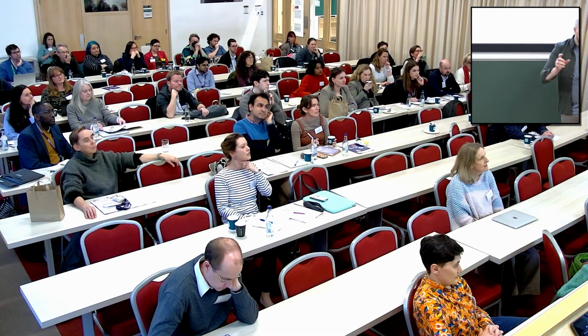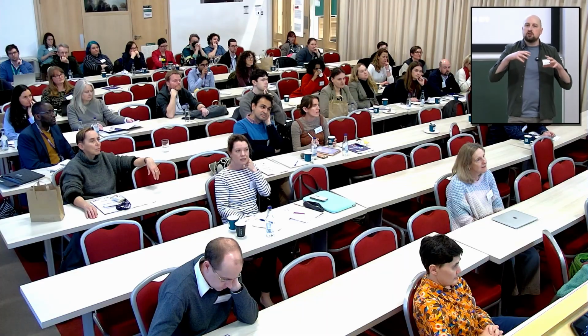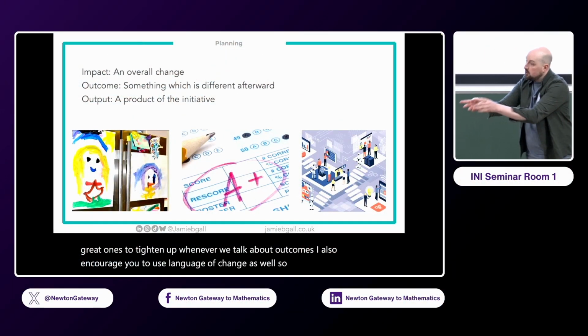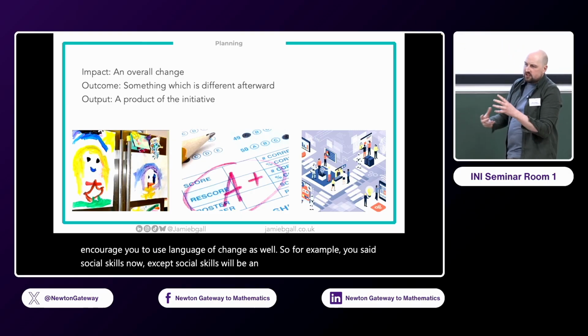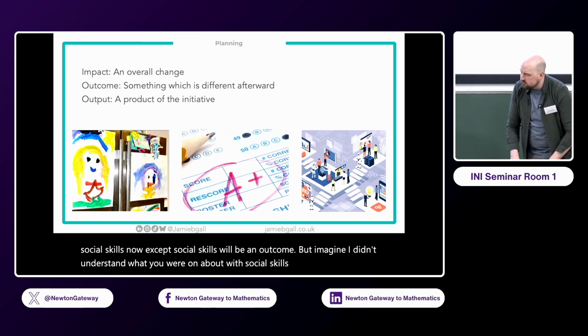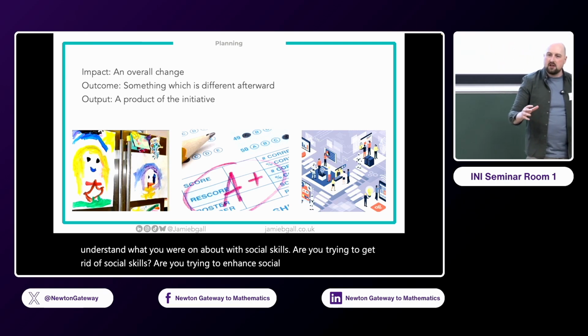Now these are great ones. To tighten it up, whenever we talk about outcomes, I always encourage you to use language of change as well. So for example, you said social skills. Now I accept social skills will be an outcome, but imagine I didn't understand what you were on about with social skills. Are you trying to get rid of social skills? Are you trying to enhance social skills? We want to be really, really explicit and clear.